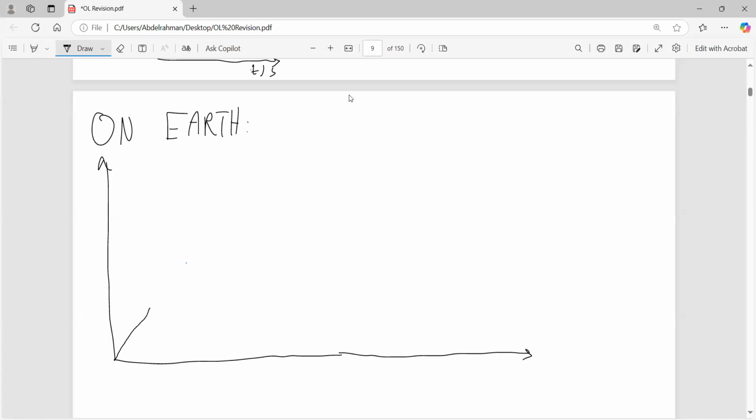Initially, he will fall almost with a constant acceleration. Let's just draw it like this. After he's falling with a constant acceleration, he starts falling with a decreasing acceleration, and then after some time he reaches a constant speed, terminal velocity. Then he wants to open his parachute. So what happens? His speed starts to decrease, and then he reaches another constant speed or terminal velocity.